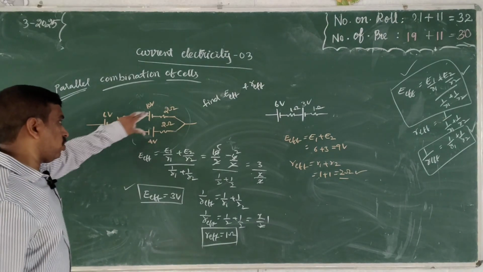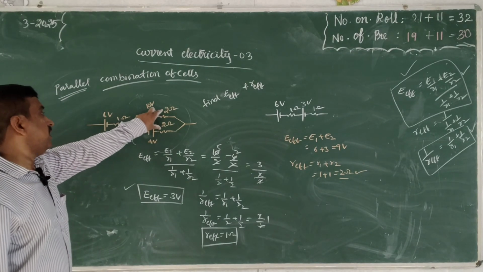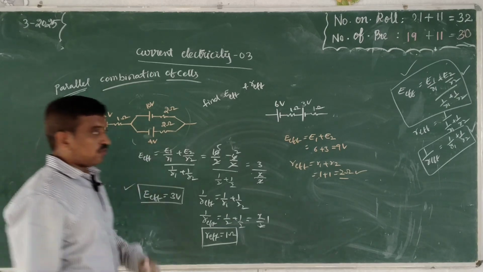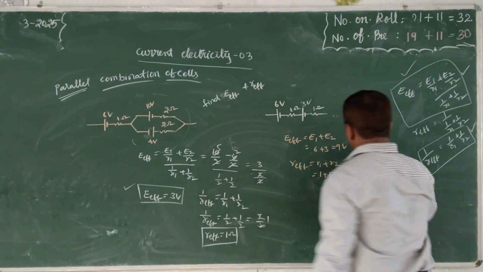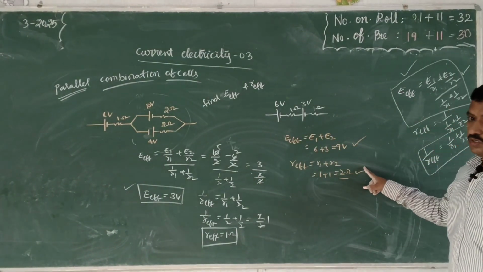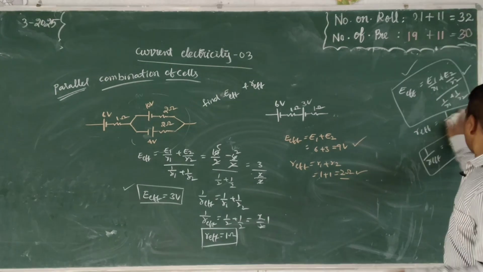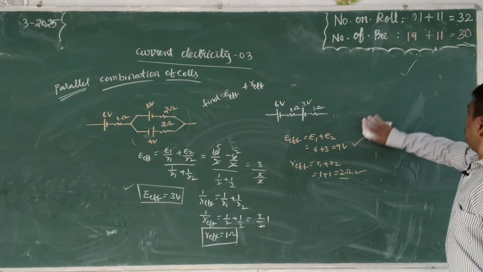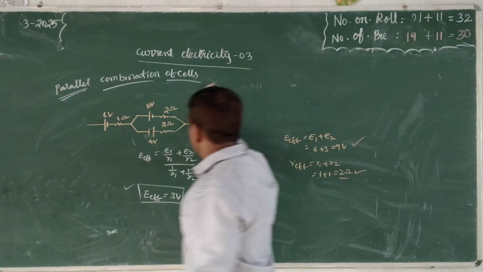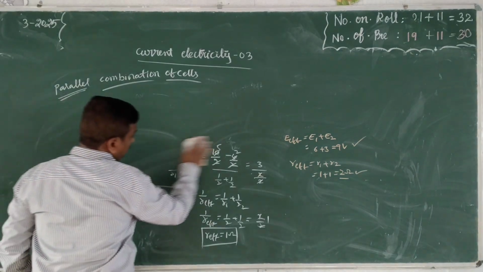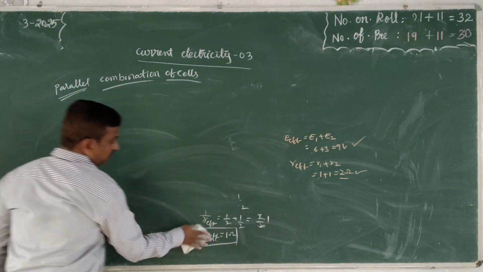This combination is parallel, and this resultant is in series with this one. So finally we get effective EMF of 9 volt and effective resistance of 2 ohms. Next is cells connected in series, sorry, parallel, that we discussed.